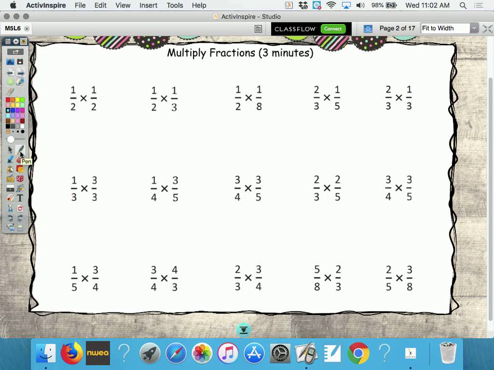Tell me how I multiply fractions, Abdiel? You have to do 1 times 1, numerator times numerator, and then 2, denominator times denominator. Awesome. Okay. So on this page, there are 4 that have to be simplified.